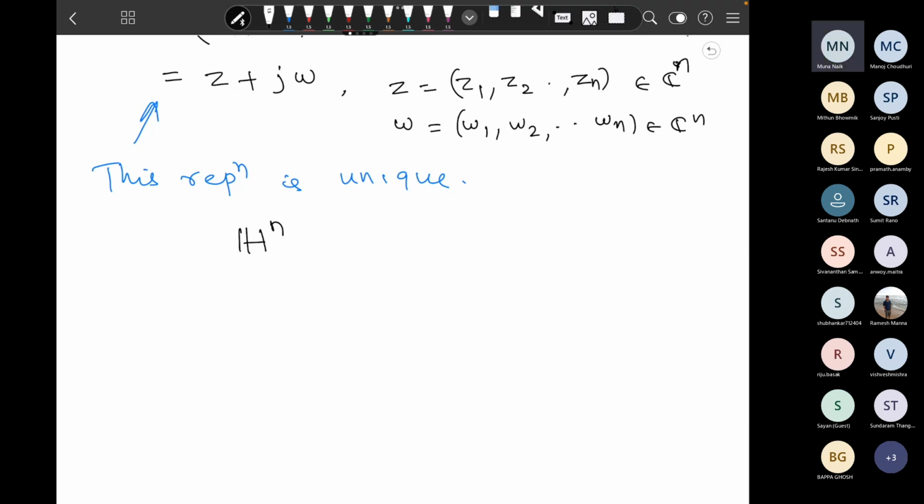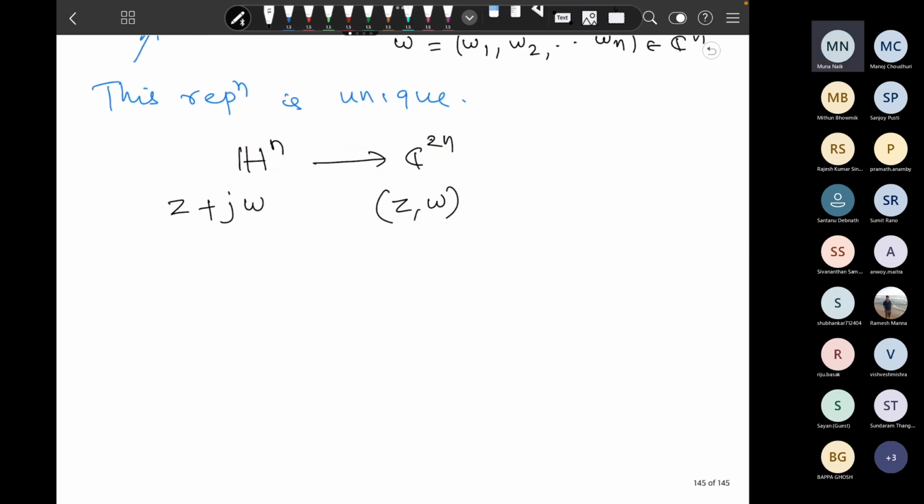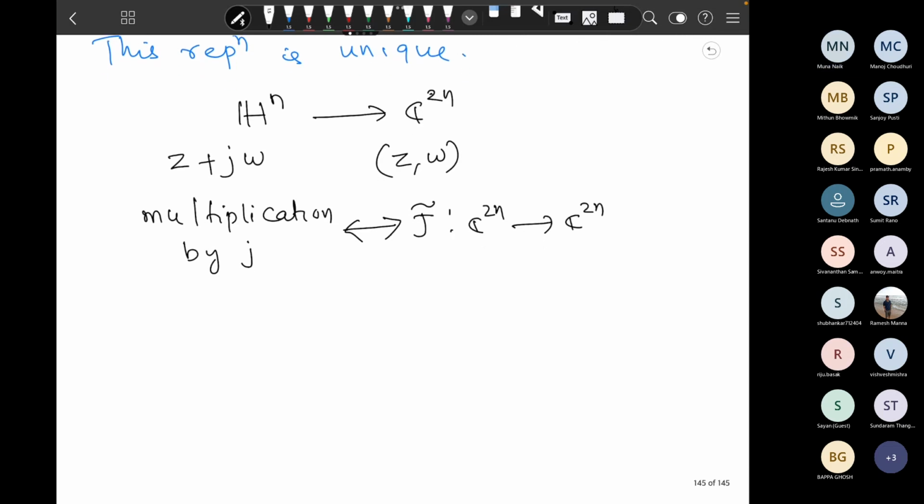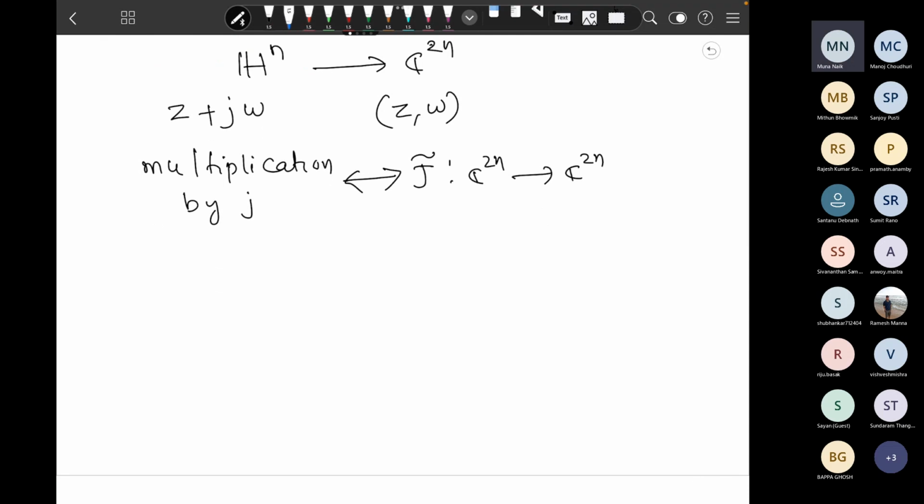So like you take this Hn. We start with Z plus JW, and you get a natural map on C2N by this ZW. Similar to the real complex case, there will be some multiplication by J, and that will correspond to some J tilde from C2N to C2N. We will see what this map is, but before that, you need to take some observation.